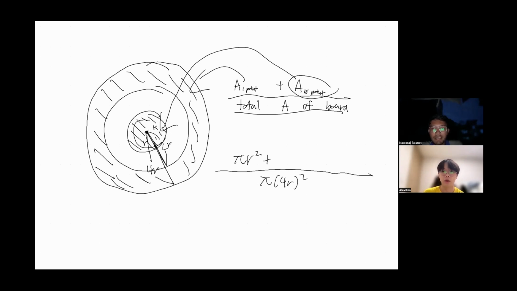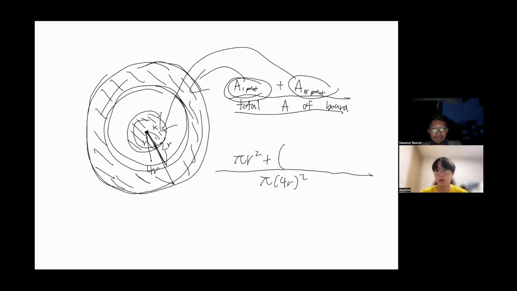A more difficult one is finding the area of the 1 point, this outer part. We can do that by taking the outermost circle minus the area of this inner circle, to leave only the ring. So that will be the area of the outer circle, minus the middle circle, which will be pi times 2R squared. Do you understand?